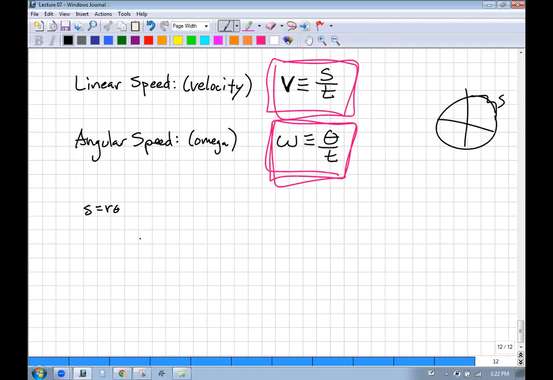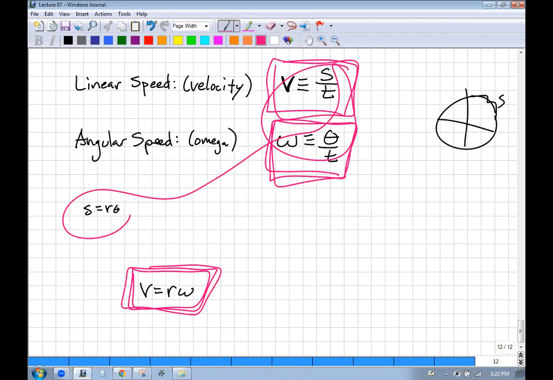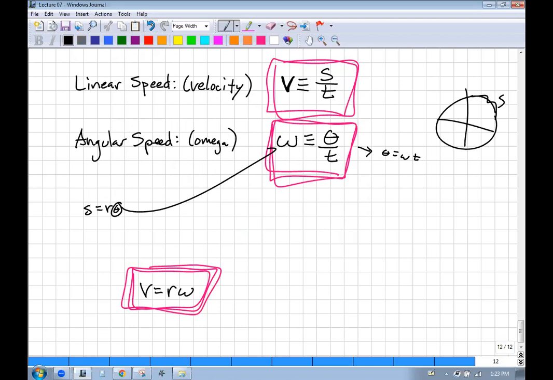I'm going to start here and I want to use both of these to get this. This isn't a definition. These you have to memorize. This you can get from these definitions and this relationship. Let's see how we do it. This guy here tells me that theta is omega t. I need to get a V and a W in here, so I'm going to replace theta with omega t here, okay? So now I have a relationship between S and omega.